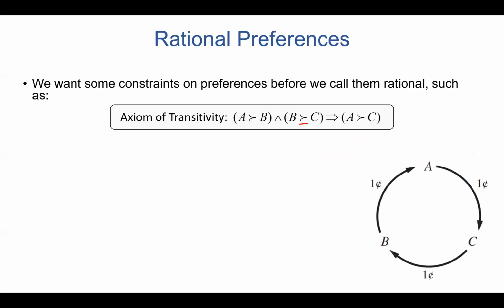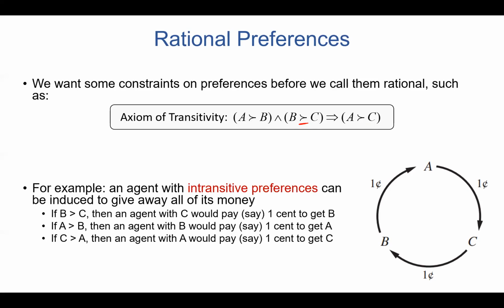The first axiom that we're going to cover is transitivity. If A is better than B and B is better than C, then A has to be better than C. You have to follow that. What if you don't have a transitive preference? Let's see the problem with intransitive preference. Suppose B is better than C, which is correct, then agent C will pay agent B 1 cent, because B is better than C. Second, if A is better than B, then B has to pay 1 cent to A.